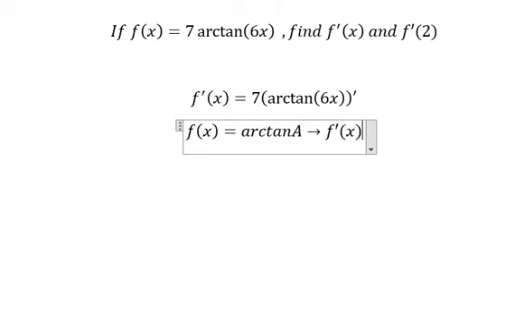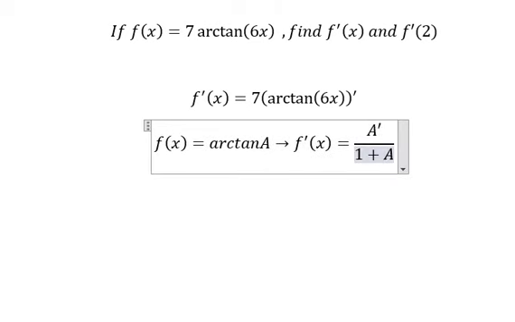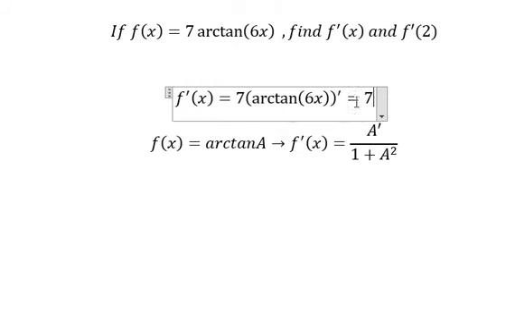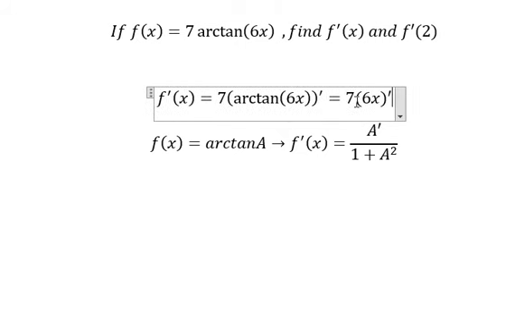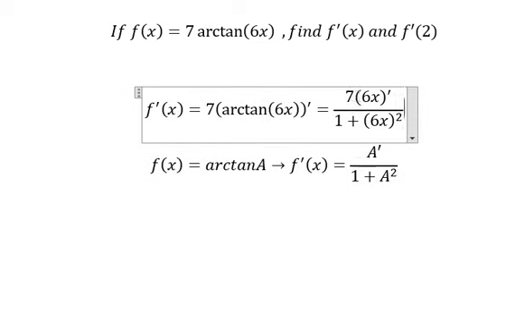So if we do the first derivative of arctan of capital A, we have the first derivative of capital A on the numerator and later that 1 plus capital A to the power of 2. Now we can apply the formula in here. They should be like this.